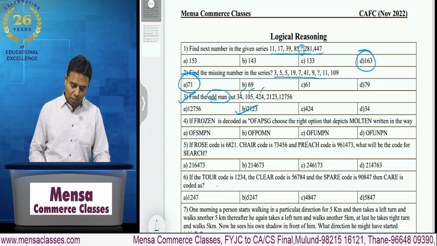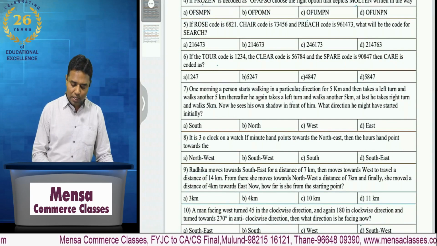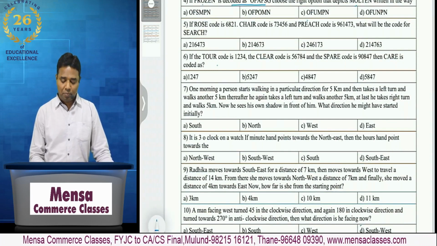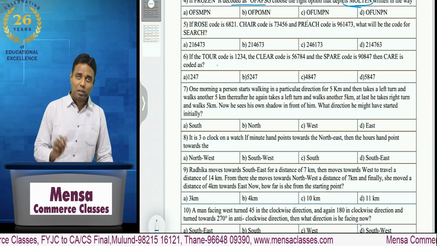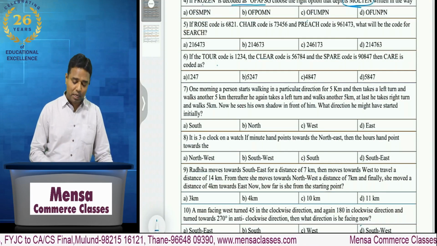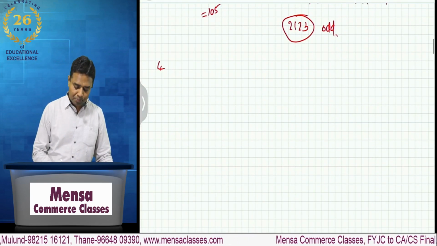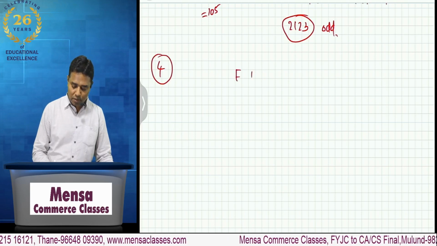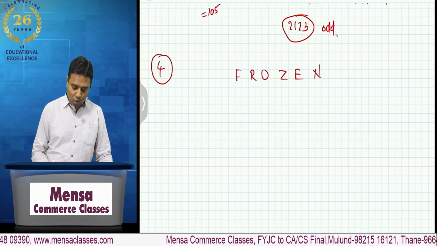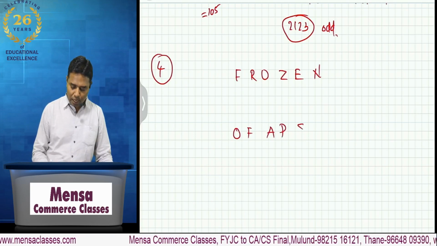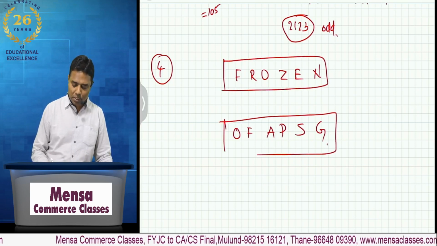Question number 4. What does it ask for? Frozen is decoded as OFAPSG. Choose the right option that depicts molten. So it is a question from coding and decoding. Let us check how it works. They are saying frozen has been decoded as OFAPSG. This is the question and this is how it is decoded.